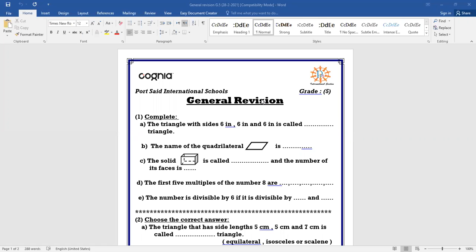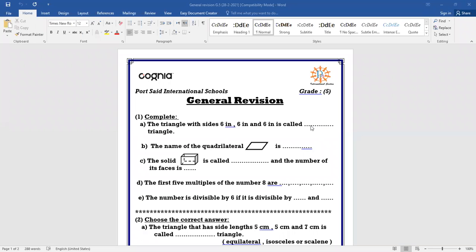And according to the length of sides, we have also 3 kinds. If the triangle has 3 equal sides, it will be equilateral. If the triangle has only 2 equal sides, it will be an isosceles triangle. And if the triangle has 3 different sides, it will be a scalene triangle. Then, the first one: if the triangle has sides 6 inches, 6 inches, and 6 inches, what is the kind of it?